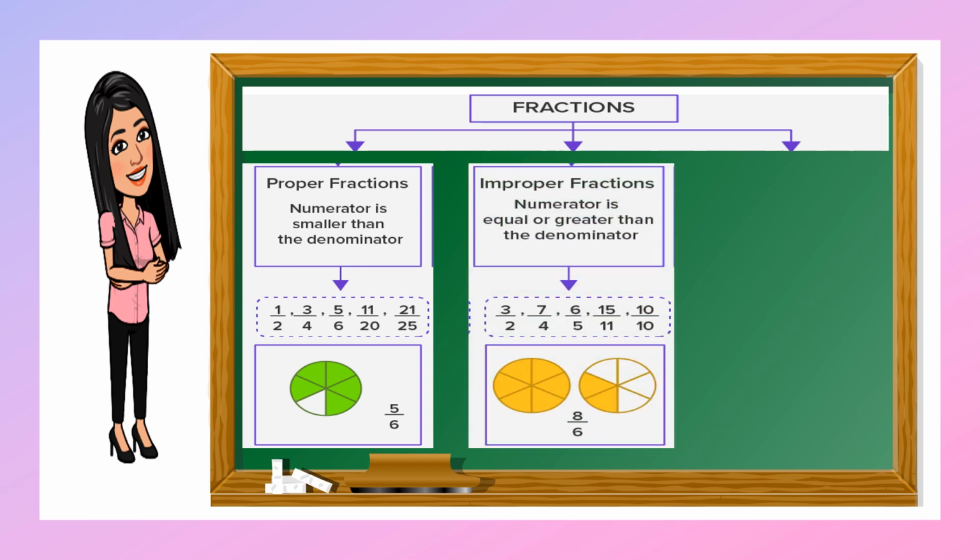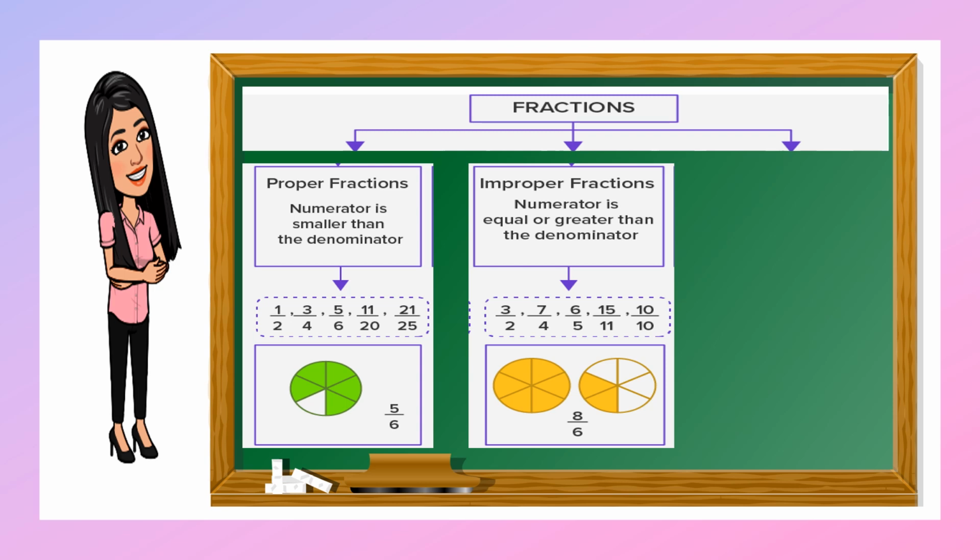Another, we have improper fractions. So when we say improper fractions, the numerator is equal, magkapareho, or greater than, mas malaki than the denominator. So, ibig sabihin mga bata, when we say improper fractions, yung number na nasa itaas ay mas malaki or equal sa number na nasa ilalim.